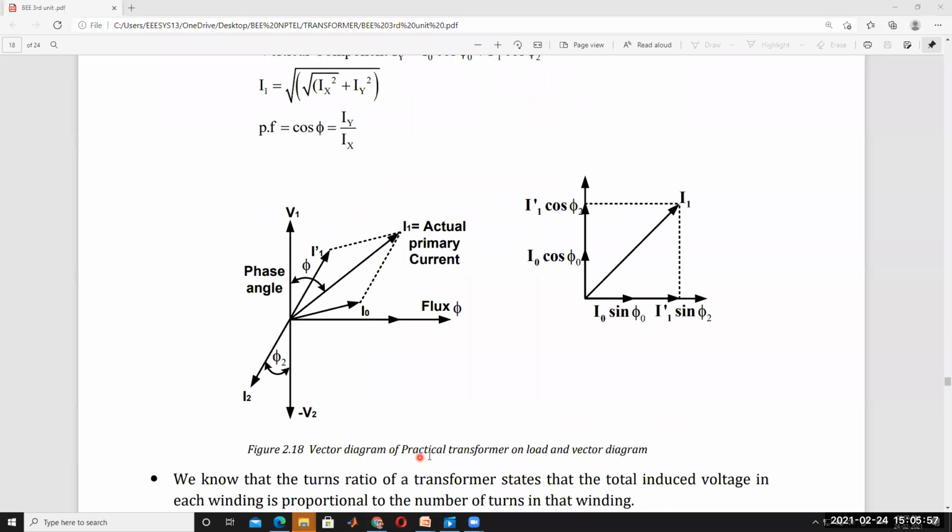This is the phasor diagram of the practical transformer under loaded condition. You know well, under no load, what is the relation between V1 and E1 here? Here is V1, and here is E1. And it is also equal to E2. Understood.